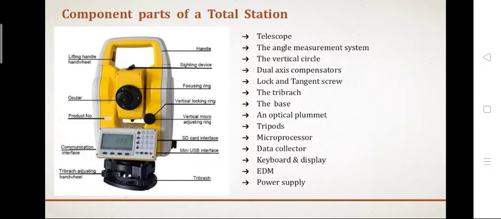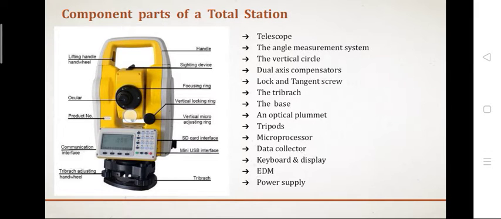So these are some of the components. This is the telescope and the angle measurement system. Then you have the vertical circle. You have dual compensators, lock and tangent screws. These are the lock and tangent screws; here also it is there. Then you have tribrach adjustment wheels. You have an optical plummet on that side, right?